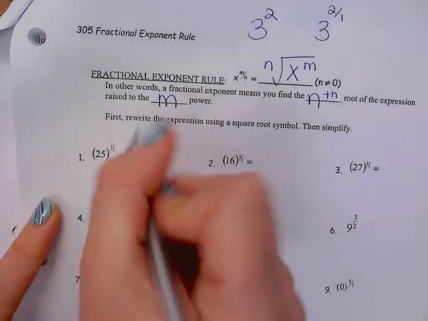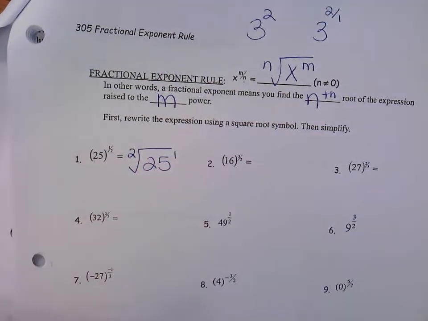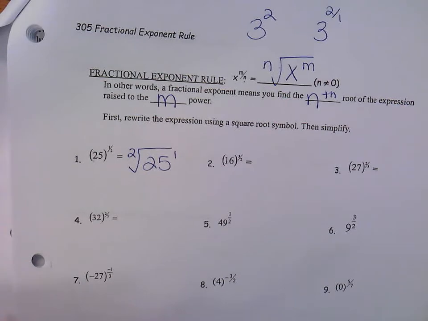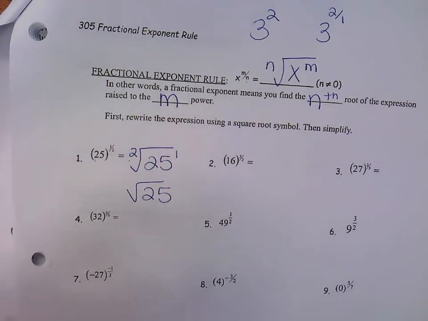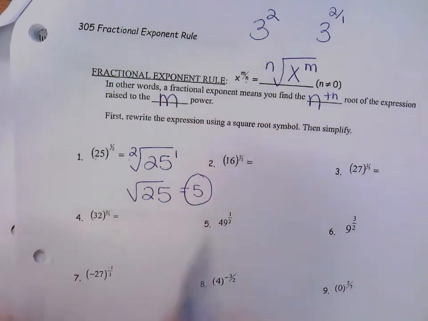This is the square root of 25 raised to the first power. Usually we don't write a 2 when we're taking a square root. That's called the index. Usually we just write the square root of 25. Those are the same exact statement. So the square root of 25 is just 5.